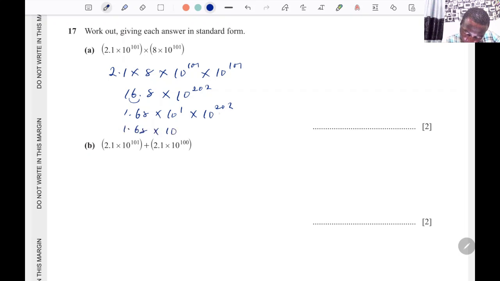So our answer will become 1.68 times 10 to the power of 1 plus 202, which gives us 203. So the answer is 1.68 times 10 to the power of 203.